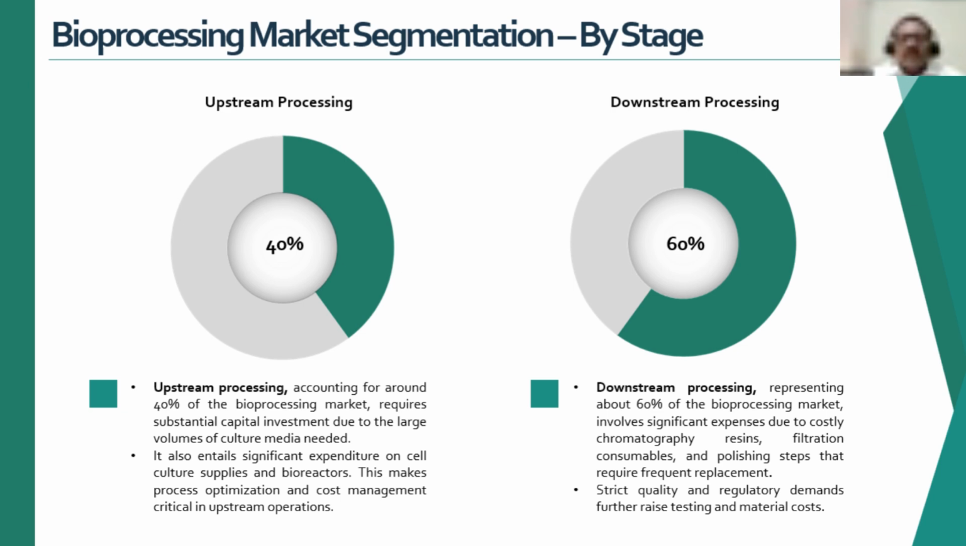To understand the market for bioprocessing, as I mentioned, the market involves various consumables, reagents, equipment, and technologies that are being used across each step of the bioprocessing workflow. So upstream constitutes 40% of the bioprocessing market, and downstream constitutes 60% of the market.